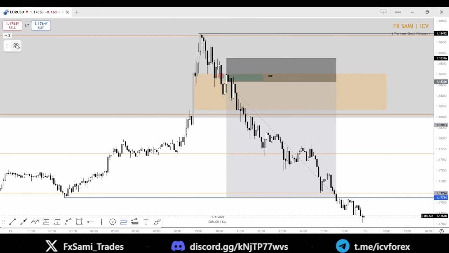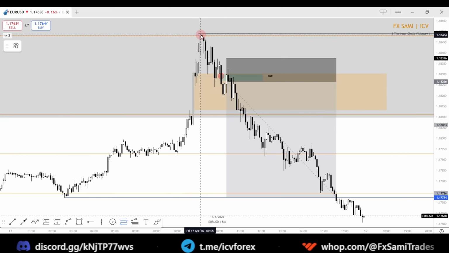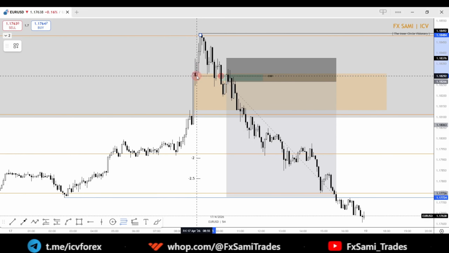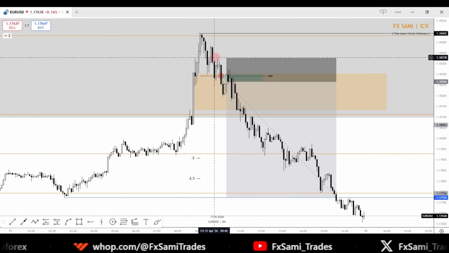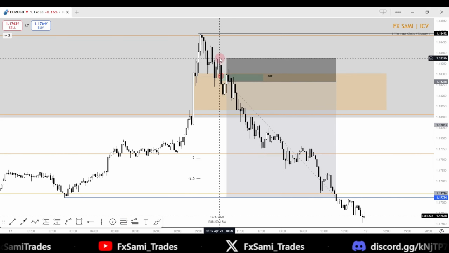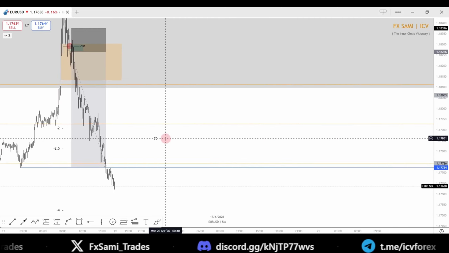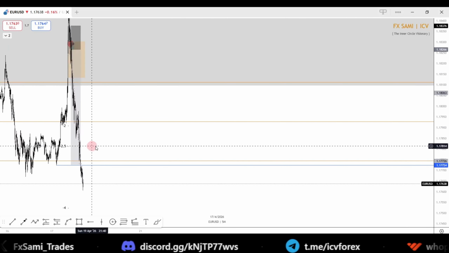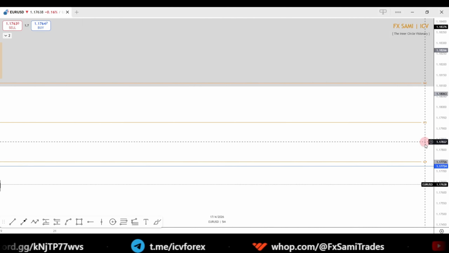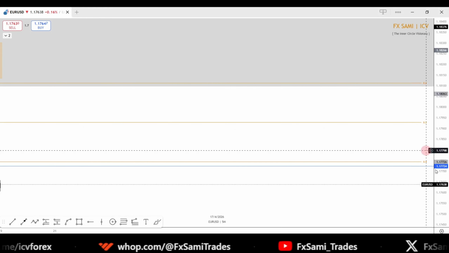I sometimes even use the standard deviation projections for the target. So marking it out from the swing high down to the swing low. Got the change in state of delivery, this gap, enter off it, stop above the short-term high, targeting the 20, 30, and 40% of the weekly candle right here. So those are our weekly candle projections, the 20%, 30%, and 40%.